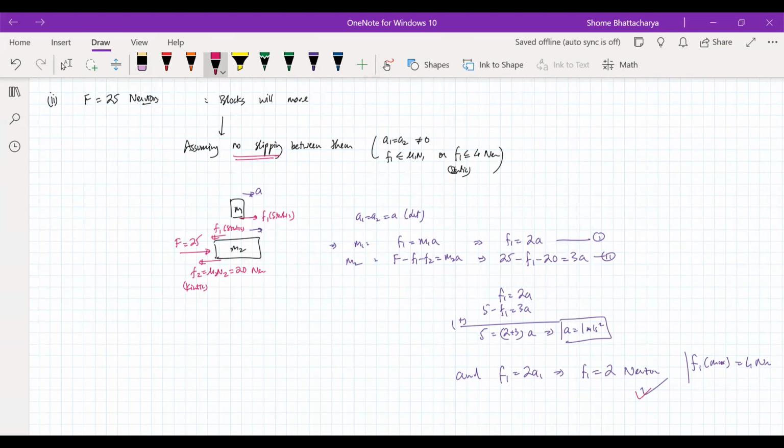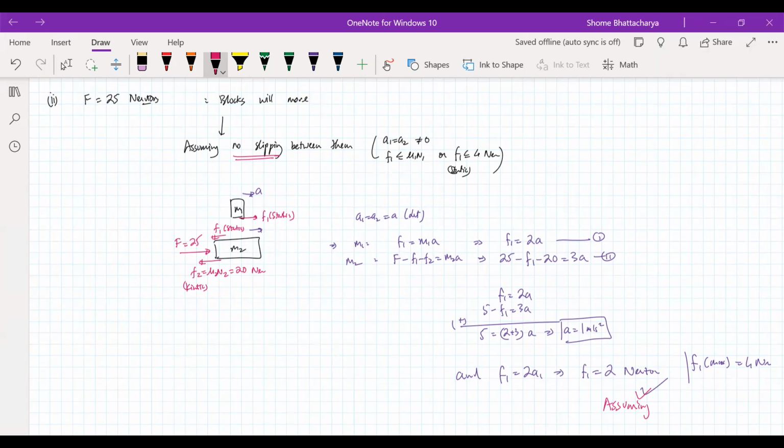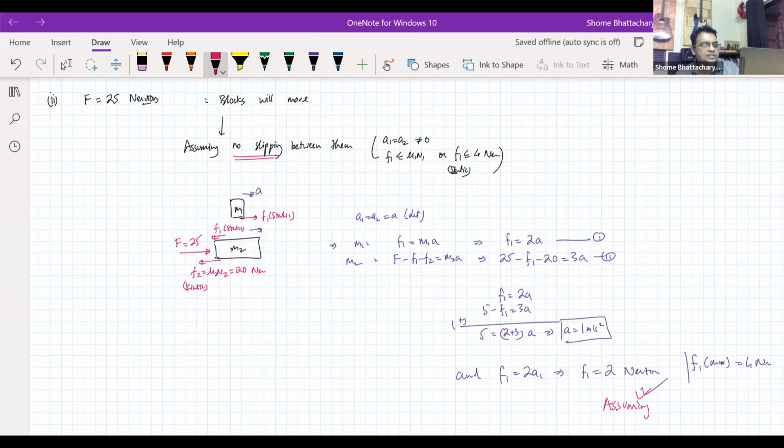So in such questions, we should always go with the assumption that there is no slipping. Because if you go with that assumption, you will either get the value of friction less than 4 newtons, less than the limiting value, in which case your assumption is correct, or you will get the value of friction more than that and your assumption is wrong. Then you can always go back to the second case, that A1 is not equal to A2, but the friction is kinetic friction. But if you start with the assumption that there is slipping, you might get a strange result, that A1 is greater than A2. Now imagine what that means: the upper block is moving faster than the lower block, but you are applying force externally on the lower block. That will not make sense and might confuse you at that stage. So it's better to start with the assumption that there is no slipping and then check whether you have enough friction for that.